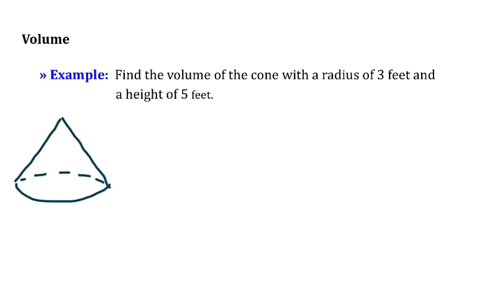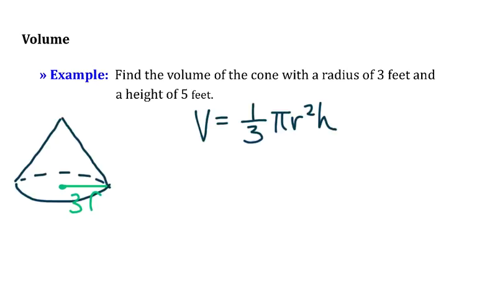And last but not least, let's try finding the volume of the cone. So forgive my poor sketch on the left here, but we're trying to find the volume of a cone where the radius is 6 feet and the height is 5 feet. In general, the formula for the volume of a cone is 1/3 pi r squared h. And as I label our diagram on the left, I'm going to use 3 feet for the radius and 5 feet for the height.